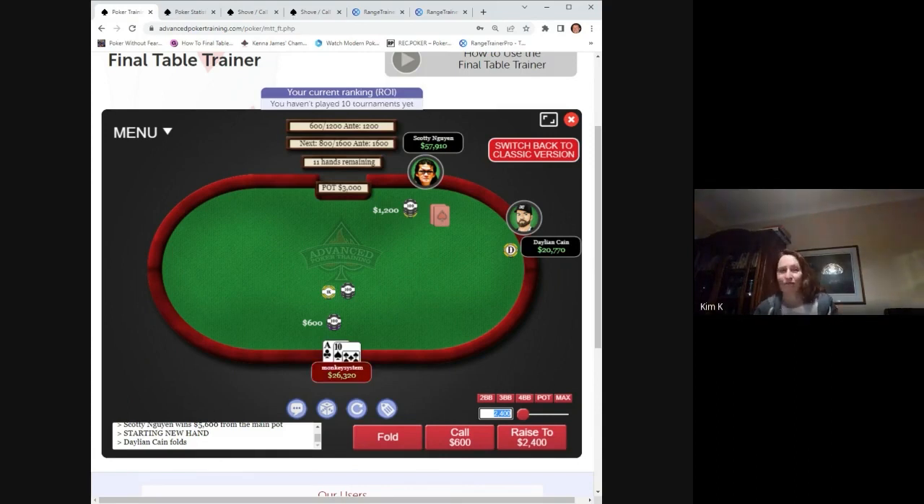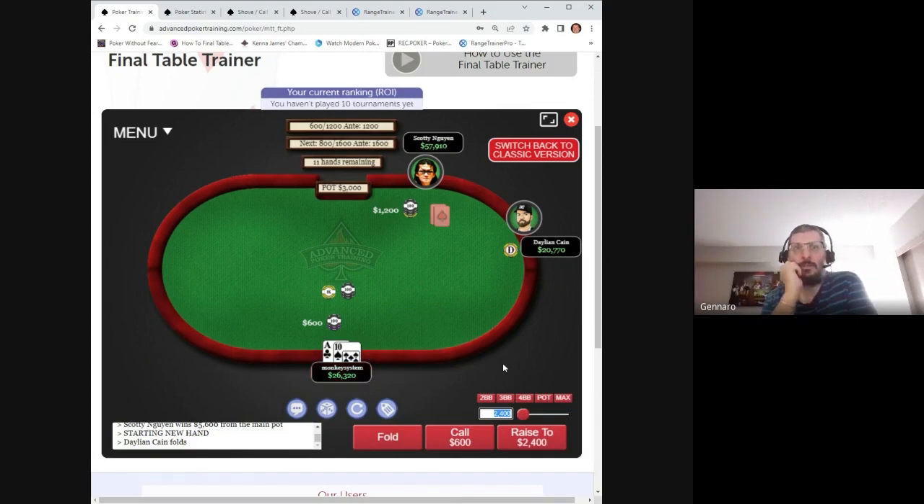Ace 10 offsuit. Well, that's what I mean, right? It's Ace 10 suited, yes. Ace 10 offsuit, no. So at 20 big blinds, it's more often a jam. At 25 big blinds, it's a limp. So yeah, that's what I mean.